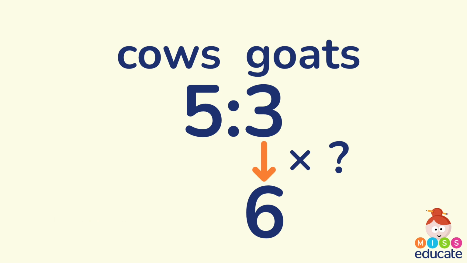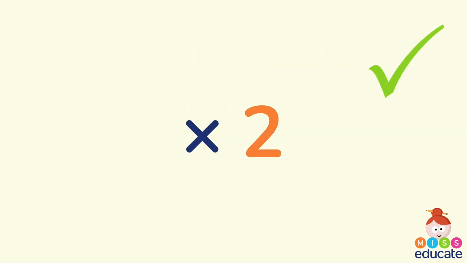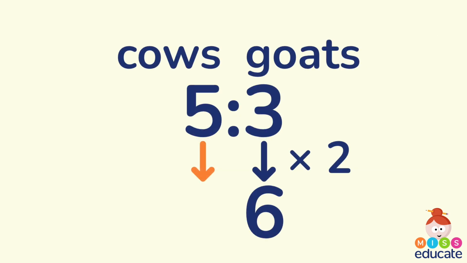I wonder if you worked out how many cows there are. We're going to go through the method and check. Hopefully you multiplied the goats by 2. That will have given us the 6. And then you will have done the same on the other side.